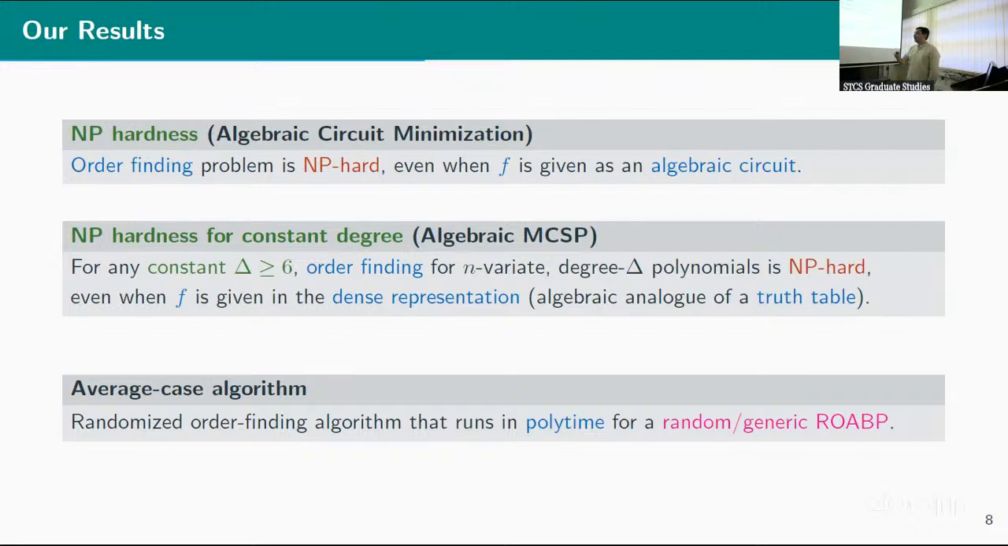Just to spend one minute: the decision version, if you say, does the polynomial have an ROABP in this order, then that we know. If you tell me the order, I'll try to reconstruct, and whenever I fail, I'll say no, it doesn't. So that is an easy problem. So the search for the order is what we care about.